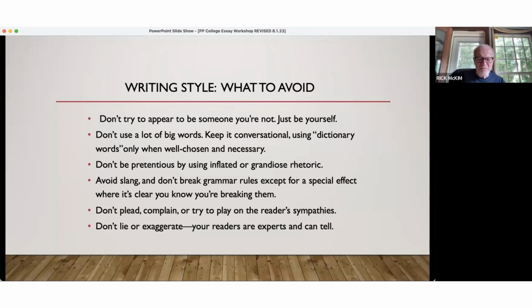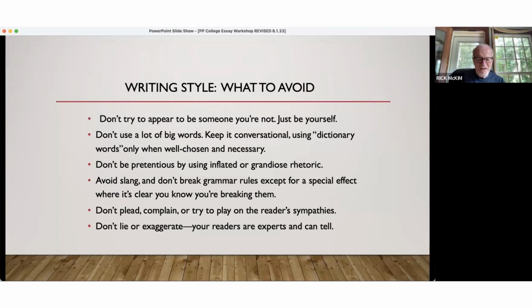Don't plead, complain, or try to play on the reader's sympathies. It's one thing to write a story about how you overcame obstacles. It's another thing to complain about how the world is against you and everybody's out to get you and things like that. Avoid that kind of tone, like you're complaining about your lot in life. If you're overcoming obstacles, it's because you're strong and you're determined and you've got stick-to-itiveness. You're trying to draw something positive from the obstacles, not just complain about them, or get the reader to sympathize with you and think, oh, this poor student, we must let him in.